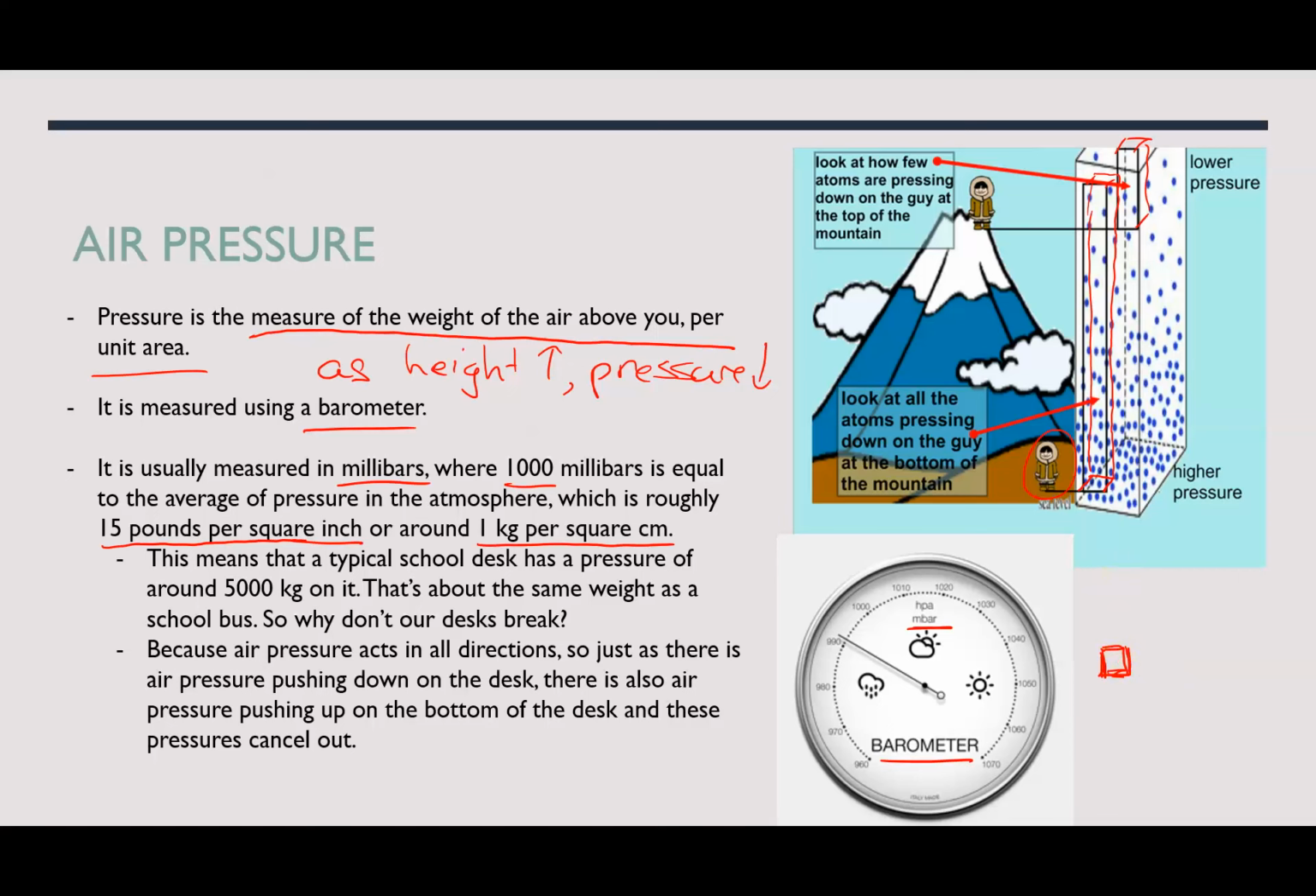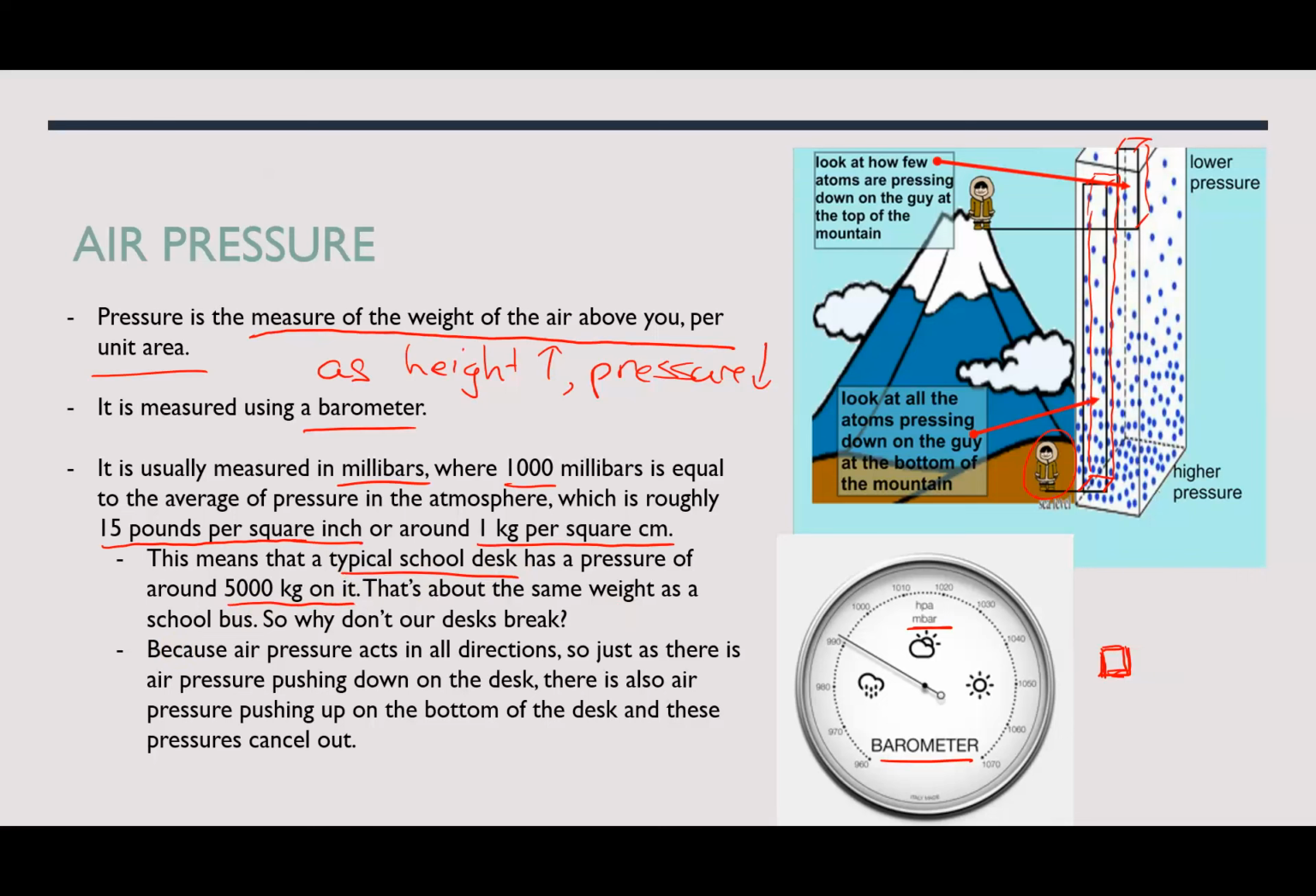So if you measured yourself from the top, for example, think about how many square centimeters you would be, and think about the fact that on each of those square centimeters, there's about a kilogram of pressure pushing down on you. That means for a typical school desk, if you've got a classroom where every student gets an individual desk, you're roughly looking at around 5,000 kilograms of pressure pushing down on your desk. And that is about the same weight as a school bus.